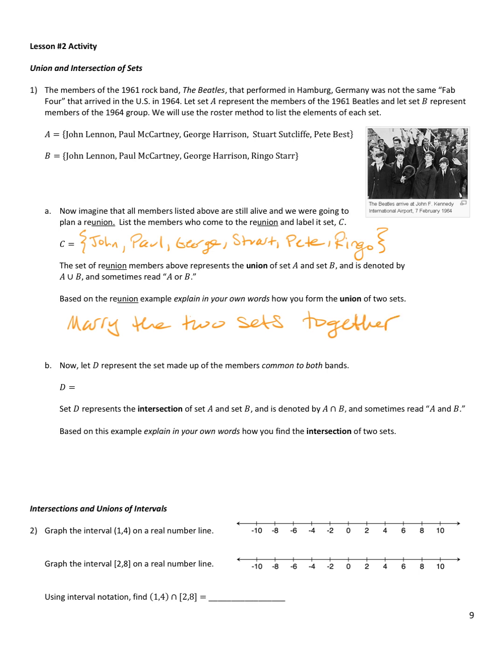Now we're going to let D represent the set made up of members that were common to both bands. So who is in both the original and the new version? So that would be John, Paul, and George. So this is the intersection of sets A and B. We denote intersection with this like upside down U. Sometimes we read it A and B. Who is in both A and B? So it is the overlap. I think of it as the overlap of the two sets.